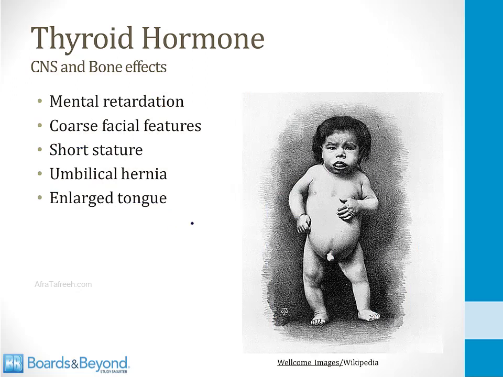This is a picture of what a child with cretinism looks like. They have mental retardation, as we have been discussing. They have coarse facial features like the child in the drawing and also short stature. And then two classic findings are presence of an umbilical hernia, as is shown here, and presence of an enlarged tongue, as is also shown in the drawing.